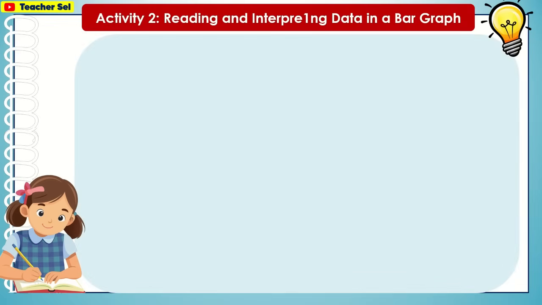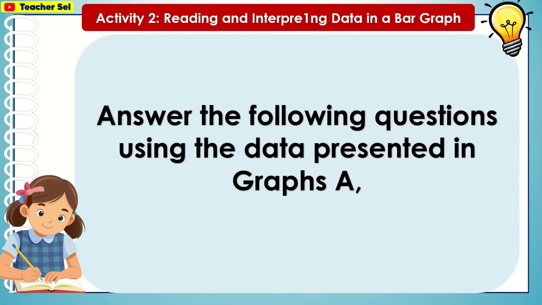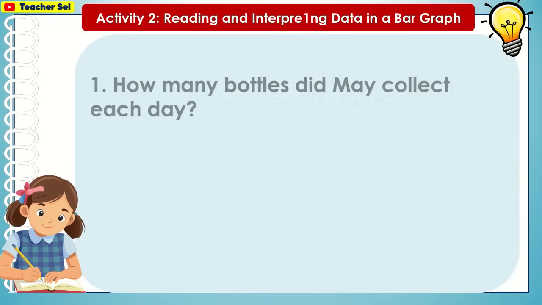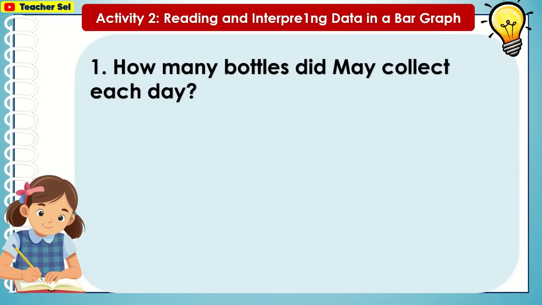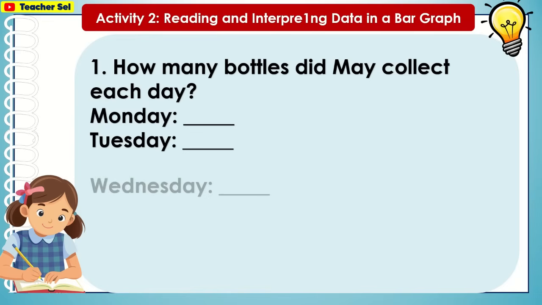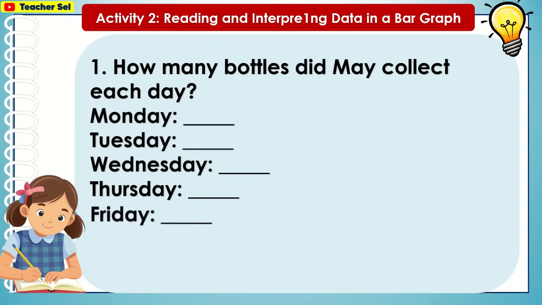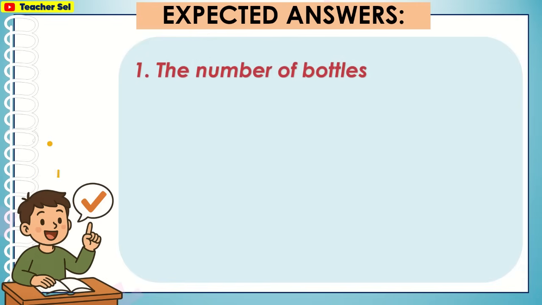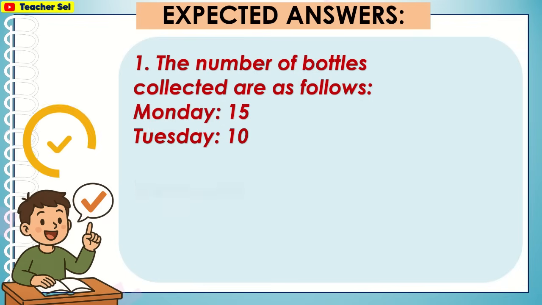Reading and interpreting data in a bar graph. Answer the following questions using the data presented in graphs A, B, and C of Activity Sheet 1. How many bottles did May collect each day? Monday, Tuesday, Wednesday, Thursday, Friday. Did all the 3 graphs show the same information? Here are the expected answers.